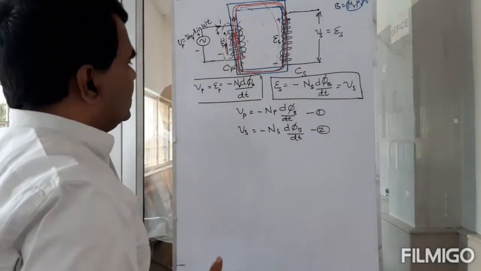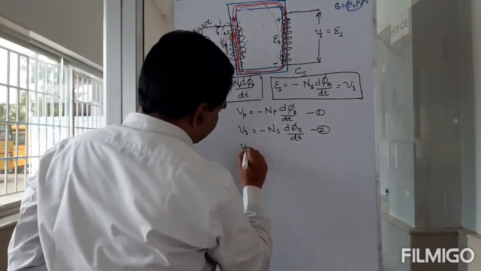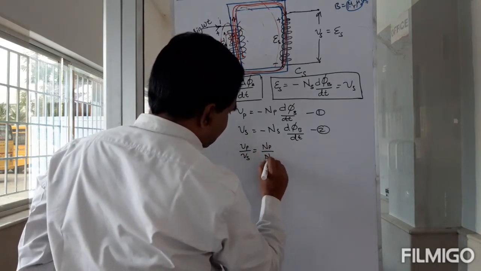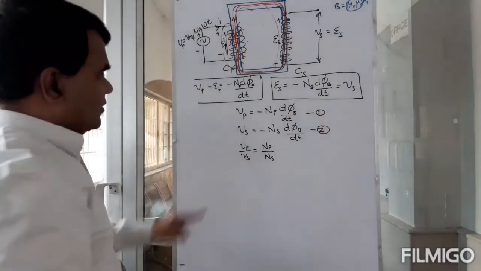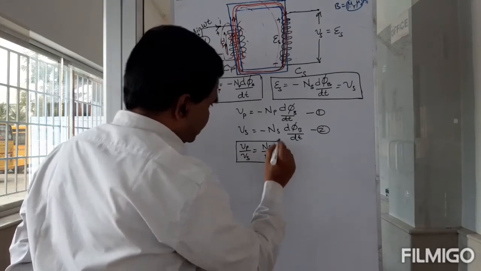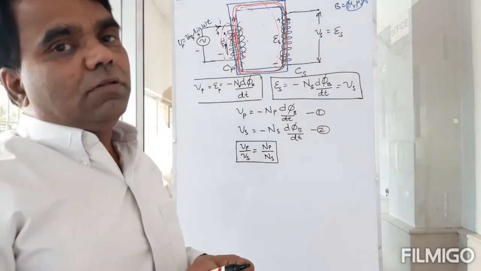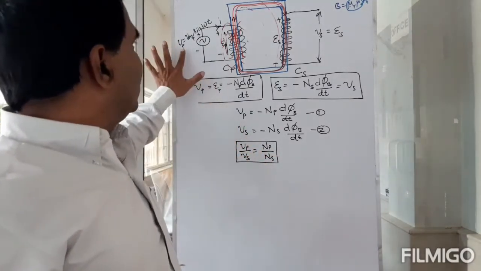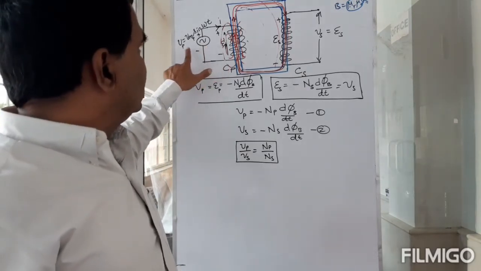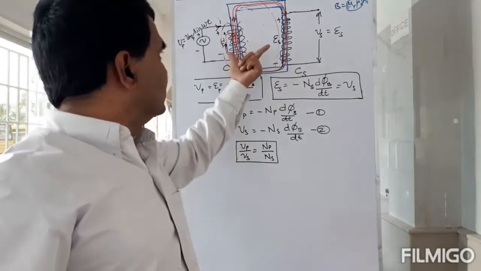Look at this. Then what's the ratio? Look at the ratio. So Vp by Vs is equal to Np by Ns, d phi by dt will cancel. So this is an amazing result. Why is this an amazing result? Because I can have any voltage here, and that voltage can be converted into this voltage depending on the number of turns here.